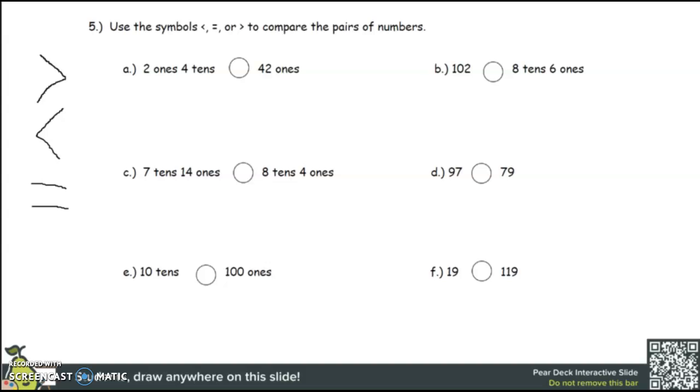So don't rush through these. Some of these you're going to have to think pretty hard about, okay? Try your best, and remember, your alligator always wants to eat the greater number.